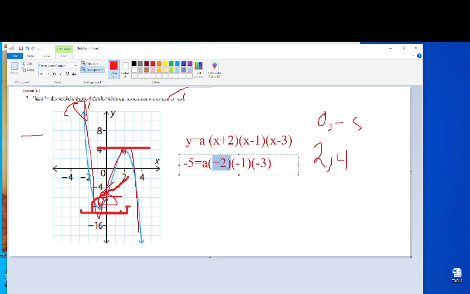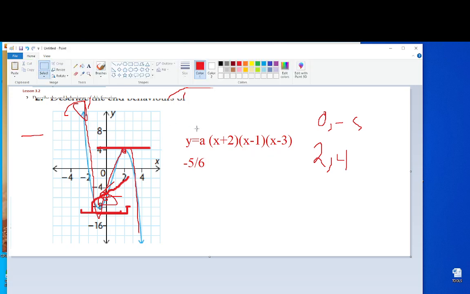And then I can just see from these brackets, this is what these become. +2 times -1 is -2. -2 times -3 is +6, and I probably did something wrong here, because I can see that this is going to come out as negative. Divide both sides by 6, and I get a is -5 divided by 6, which means I can go back and replace this in my general equation as this.